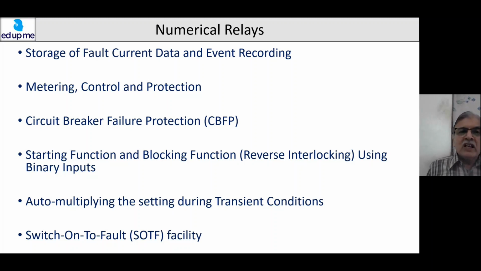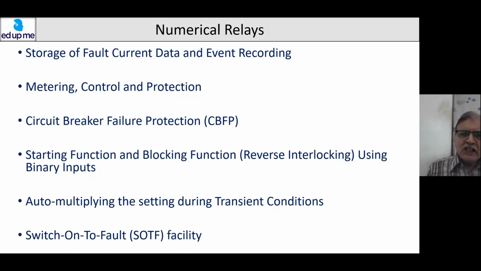Over and above that, it does many control functions. Say the next function, circuit breaker failure protection, is one of the control functions, right? Breaker on and off you can do from the relay panel. You can do it from the relay itself. So many control functions. Say trip circuit supervision is one of the functions. So many such control functions are possible. One very important advantage is circuit breaker failure protection. This was not available in earlier relays.